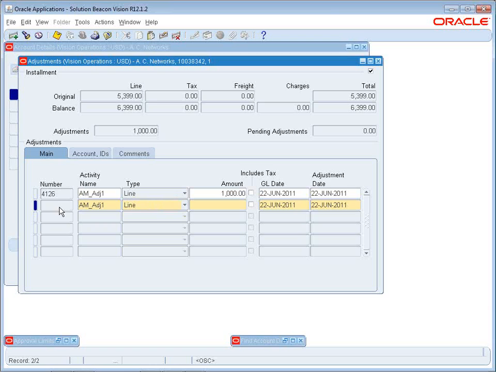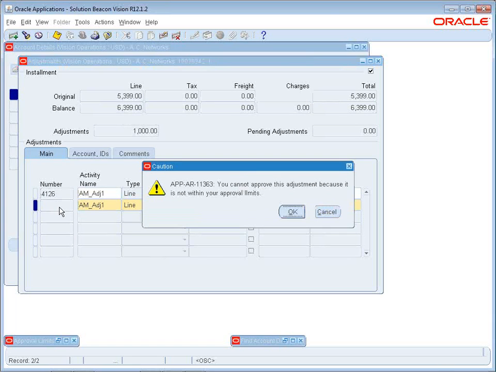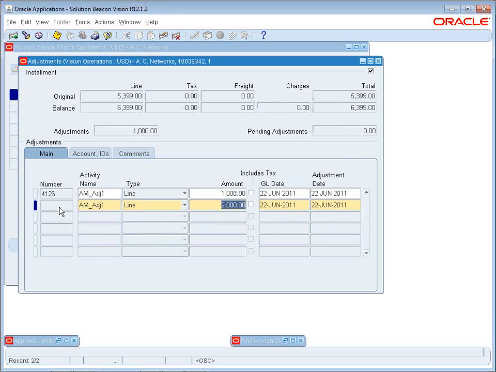And I'm going to demonstrate a couple things here, just to demonstrate that the system is working properly. I'm going to try a $2,000 adjustment. And this says, as it should, you cannot approve this adjustment because it's not within your approval limit. So what this means, if I hit OK and save this transaction, it'll force somebody else with a higher approval limit to approve this adjustment. So I'm going to cancel this. So the system is working right in that respect.